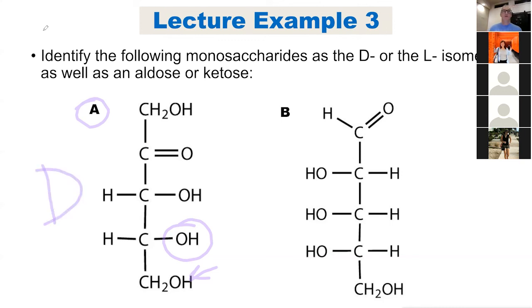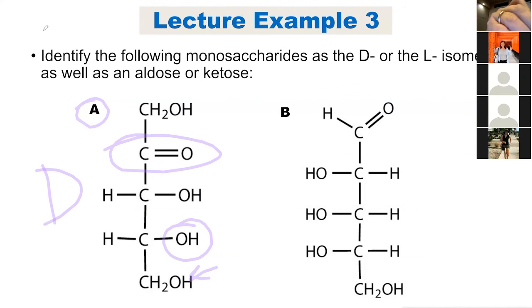Is it an aldose or a ketose? Ketose. Why? The carbon is double bonded to an oxygen in the middle, which means there's a carbon on both sides. It's not the end carbon. It's not the terminal carbon. Because they both have a carbonyl group, the difference is 2 carbons connected versus 1 carbon connected.